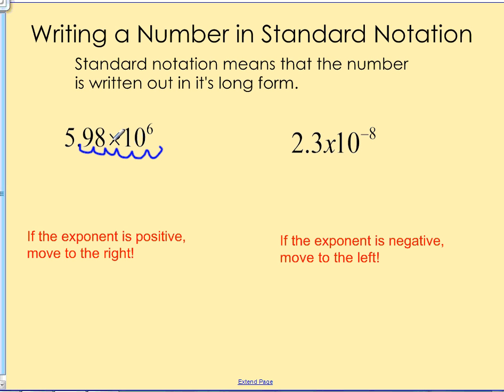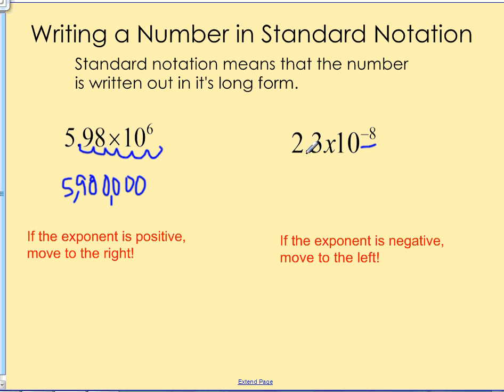I'm going to add zeros in these unknown areas. I'm going to say 5, 9, 8. And here I have 1, 2, 3, 4 zeros. All right, so then my big old number is 5,980,000.